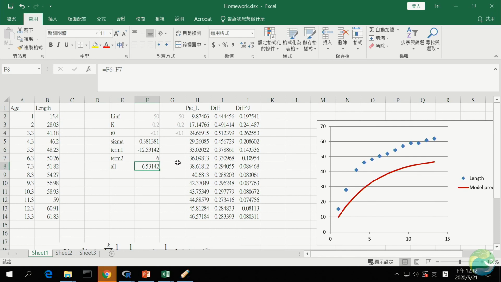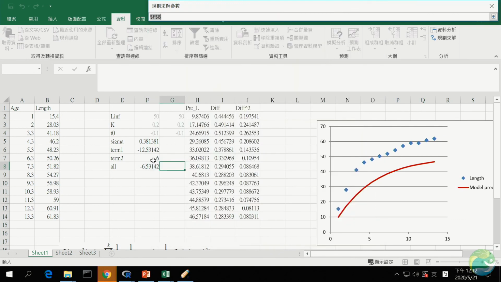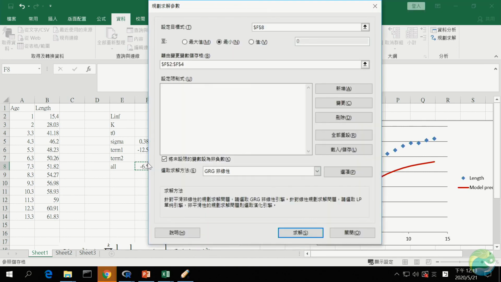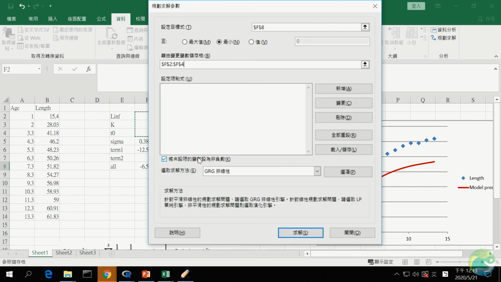So in this case, what is the objective value? This value, right? This is the negative log likelihood. Do we want to maximize or minimize? Minimize, right? Because it's a negative log likelihood. We want to solve these three values, right? Do we want to constrain the solution not to have negative values? No, right? No need. Let's try.